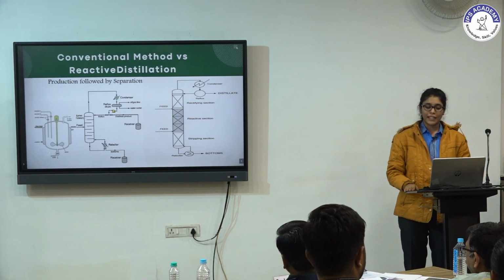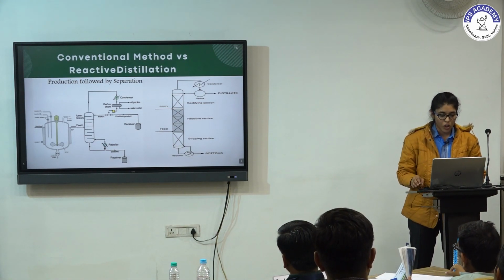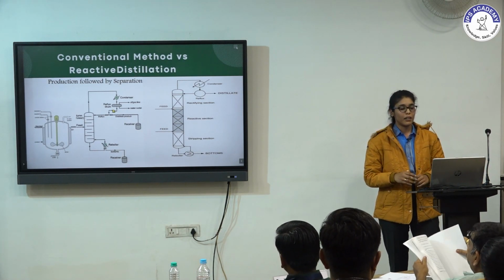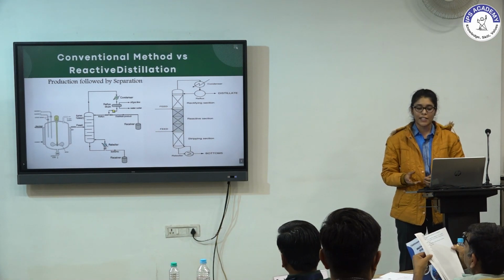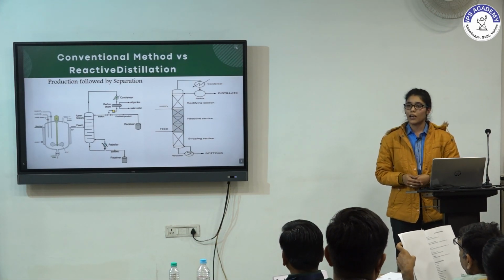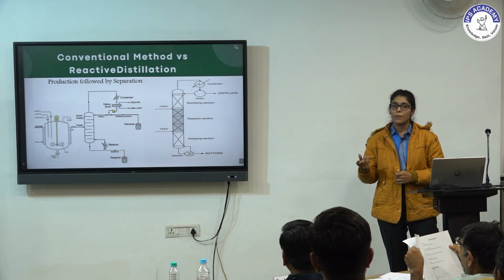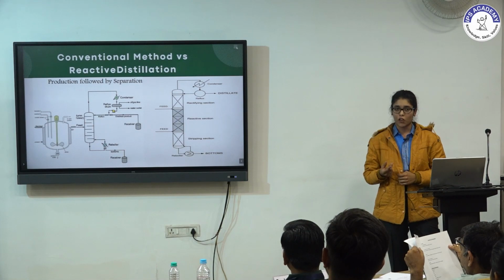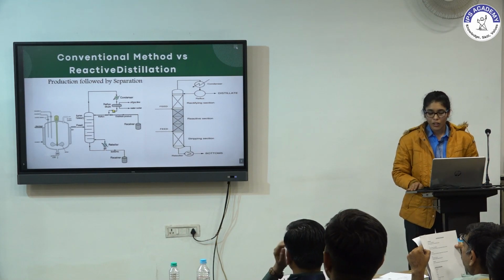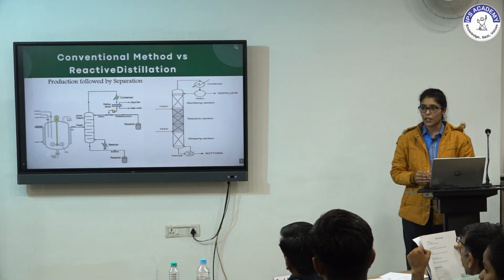Here in this schematic diagram, we can see the old methodology of production of biodiesel. In this old methodology, we required more space as compared to reactive distillation. Here we required a reactor, in which we perform the reaction, and then feed it into the distillation column. Basically, a distillation column is used for the separation of products on the basis of volatility. So in reactive distillation, we have minimized the space, and its productivity and efficiency increase.